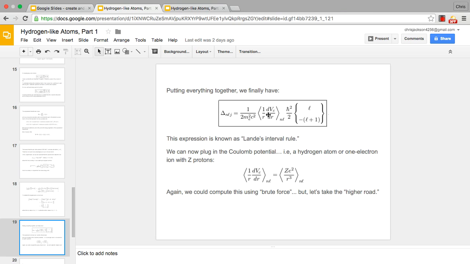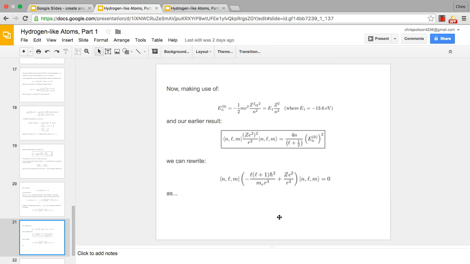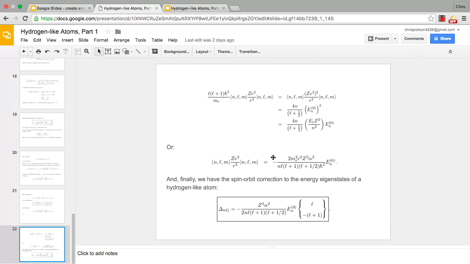Okay, so this is for a generic central potential, and so we can plug in. So remember, we still need to compute this expectation value here, and so what we want to do is plug in the Coulomb potential and try to compute that guy, and that's where we use some more tricks. Okay, I'm not going to go through them again, but in the end, we were able to compute that expectation value, and then finally we put it all together, and we got what's called the fine structure type of correction.